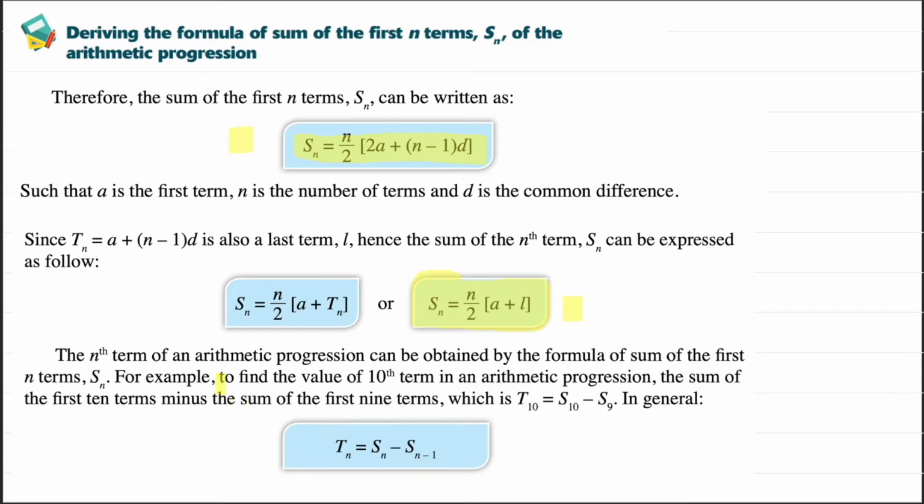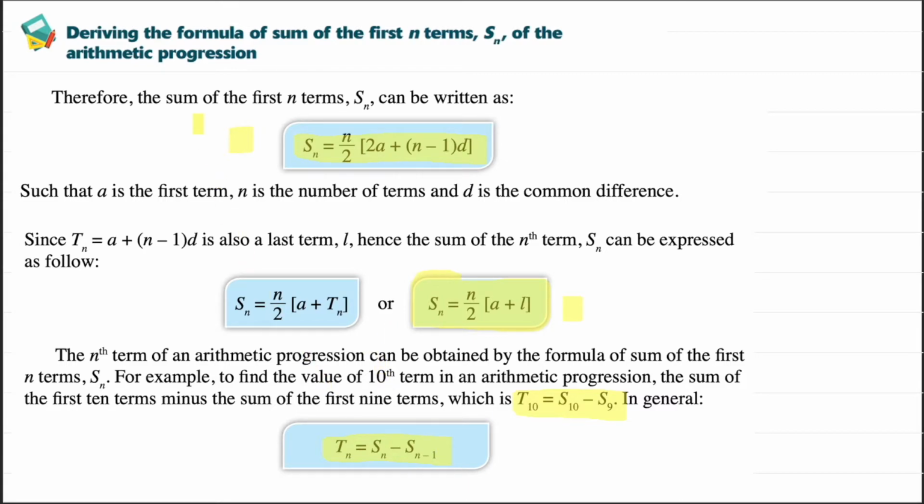So, the nth term of an arithmetic progression can be obtained by the formula of the sum of the first n term Sn. Contoh, to find the value of 10th term in an arithmetic progression, the sum of the first 10th term you minus with the sum of the first 9th term, which is T10 equals to S10 tolak S9. So, kalau kita nak cari certain term, kita boleh pakai this formula. Tn sama juga dengan Sn tolak Sn minus 1.